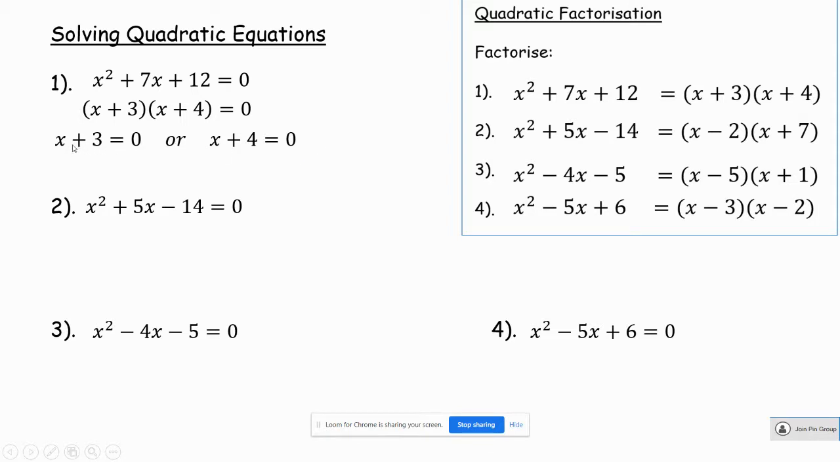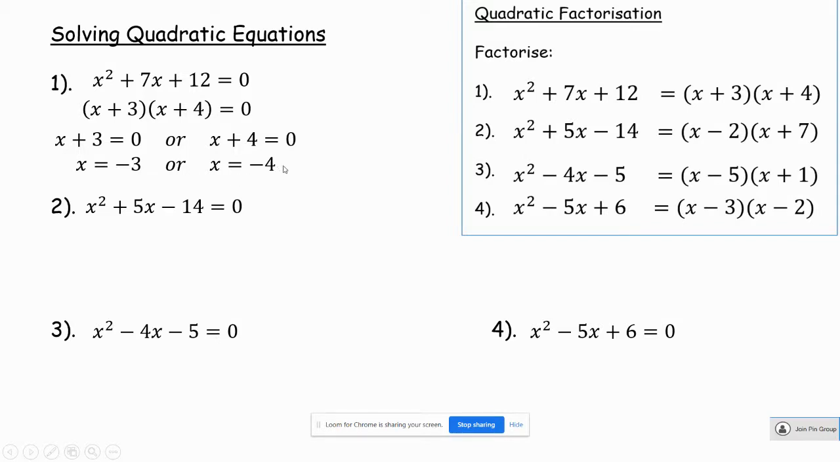Then we've got to actually think about what x would have to be to make it true. Something plus 3 equals 0. That something's got to be negative 3. Or something plus 4 equals 0. Well, that something would have to be negative 4. So you've got your 2 answers, x equals negative 3 or x equals negative 4.